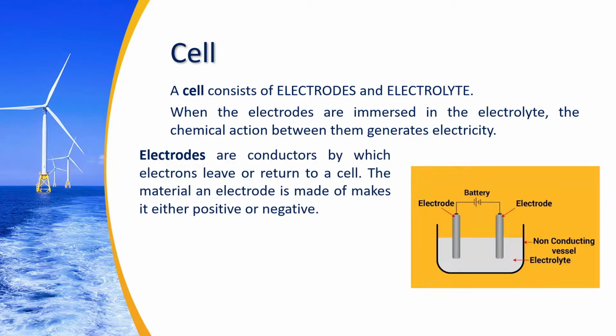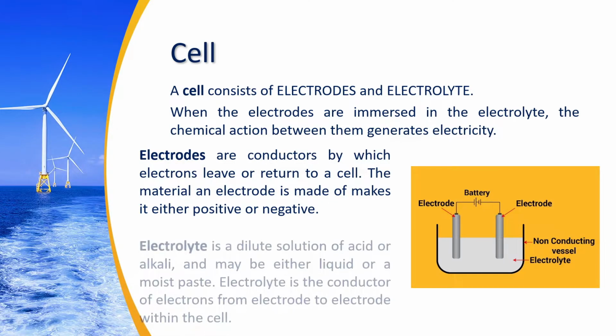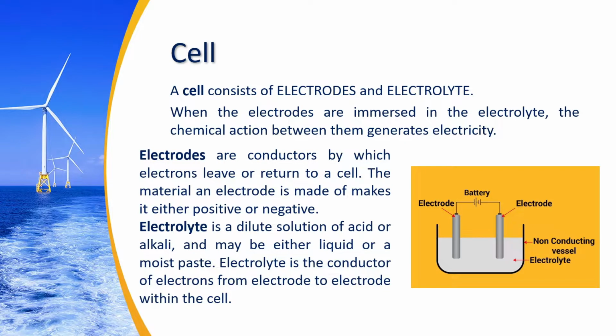Okay, so electrodes are conductors by which electrons leave or return to a cell. So the material an electrode is made of makes it either positive or negative. Electrolyte is a dilute solution of acid or alkali and may be either liquid or a moist phase. Electrolyte is the conductor of electrons from electrode to electrode within the cell.